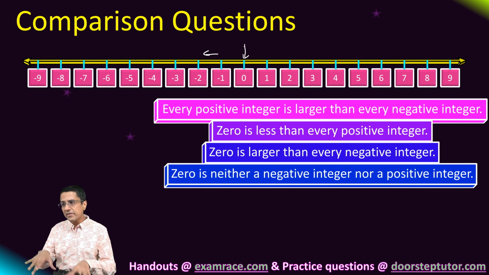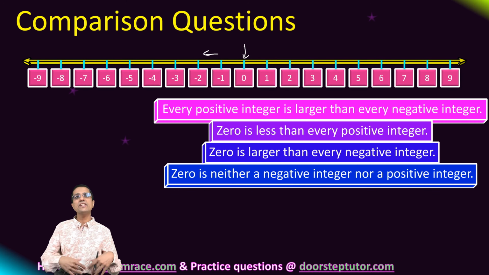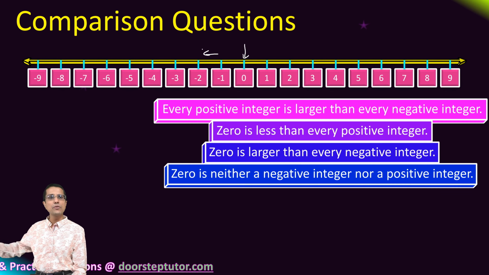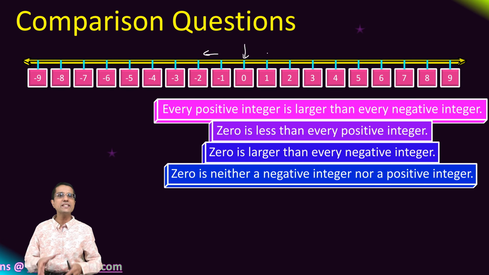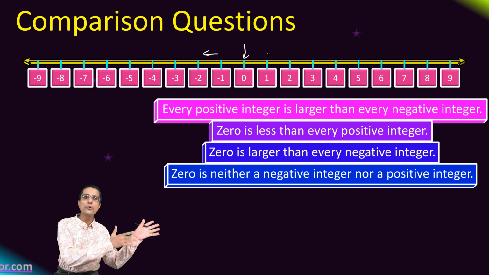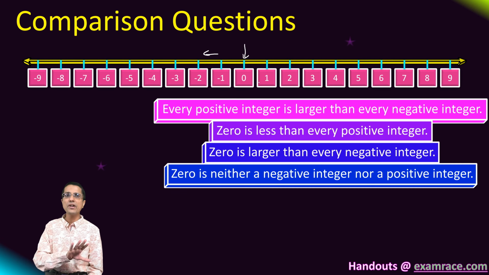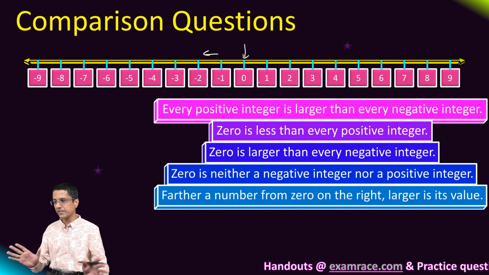Now 0 itself is neither a positive integer nor a negative integer, it is just 0. Negative integers start from -1 and go on till negative infinity. Positive integers start from 1, 2, 3 and then go on to positive infinity. 0 is neither a positive integer nor a negative integer, it is just 0, that is it.